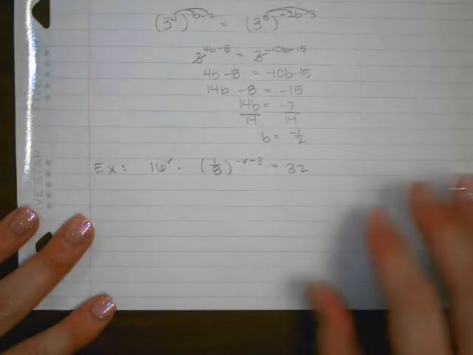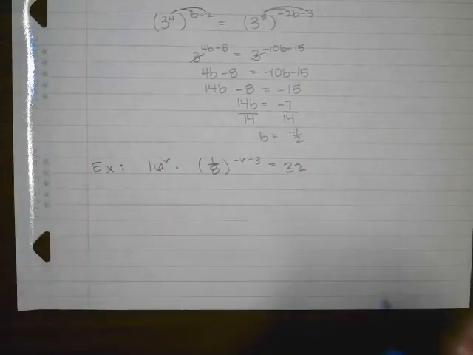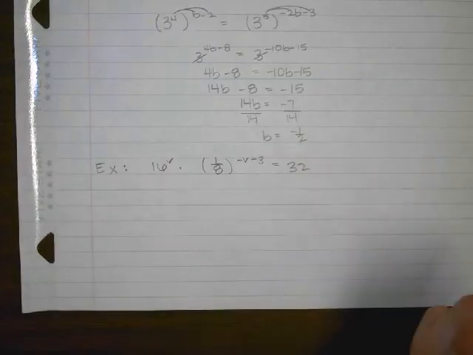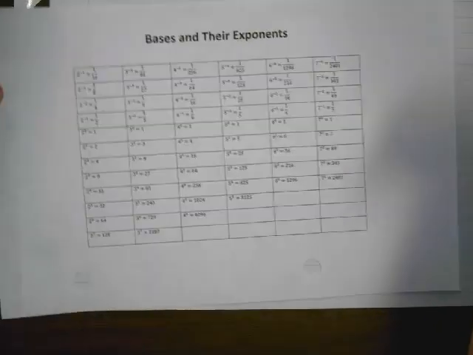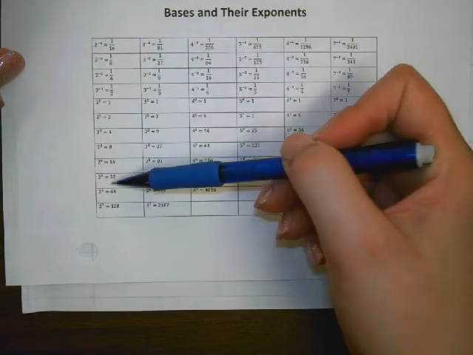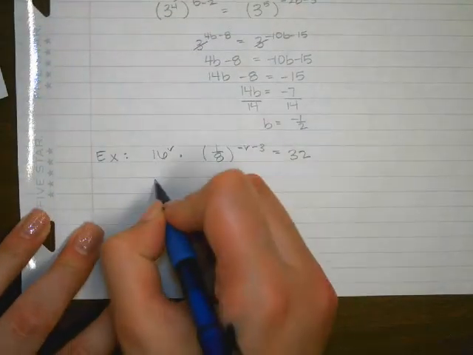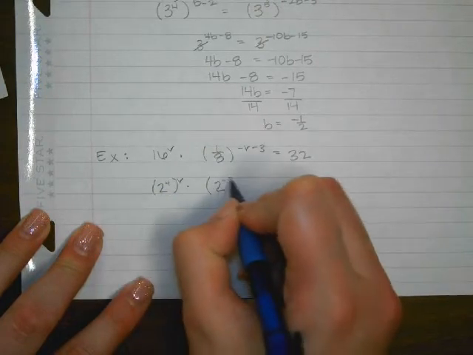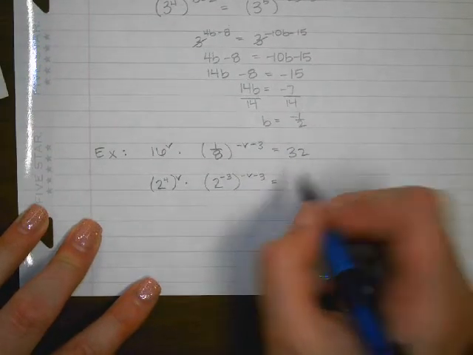Okay, so here, instead of just having a left side and a right side with just 2 different bases, we actually have 3 different bases. So same thing, I'm going to look for on the chart where I see these bases, so 16, 1/8, and 32. And 16 is here, 1/8 is here, 32 is here, so it looks like I'm going to have a base of 2. So 16 is 2 to the 4th. 1/8 is 2 to the negative 3rd. 32 is 2 to the 5th.